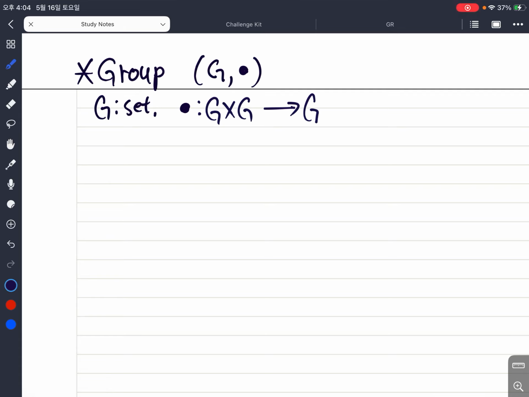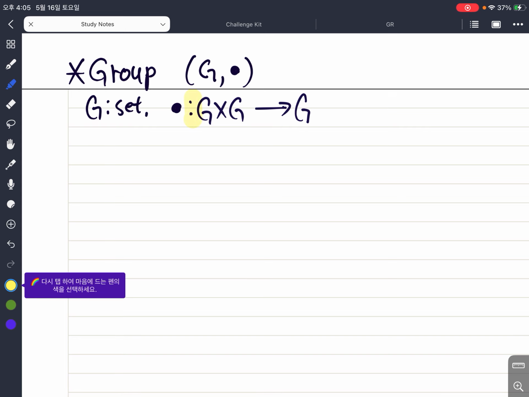Now I explain group. If you see, you know why I explained binary operation, binary map. A group is a tuple, and one is G, called just a set. The other is, I write some big dot. It is called the group operation, but it is just a map. So you have a binary map.